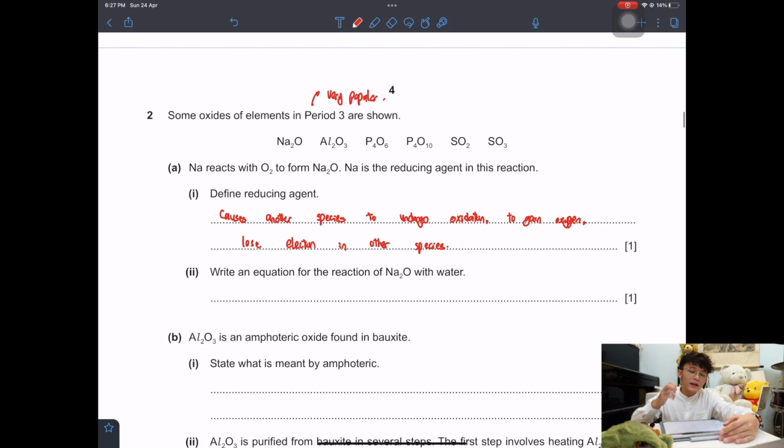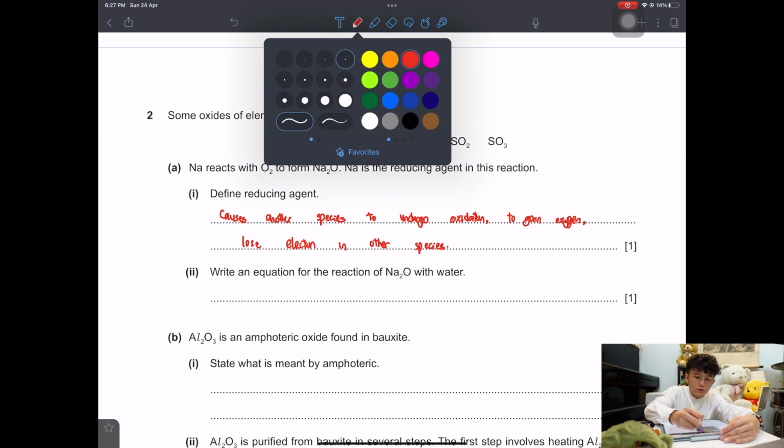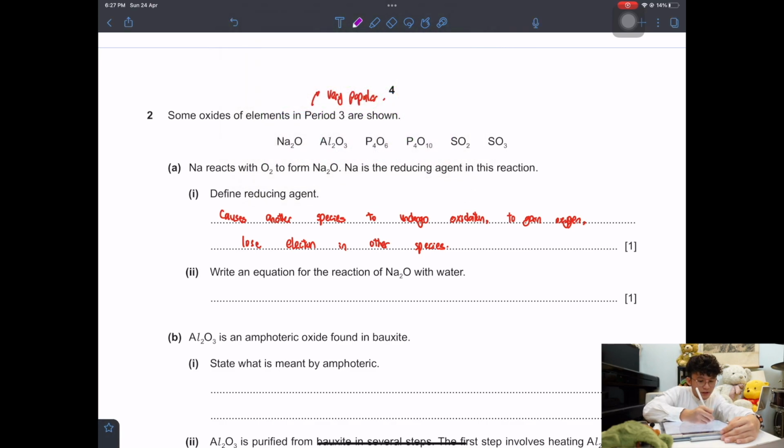Okay, next, write an equation for Na2O with water. Okay, so Na2O with water is very simple. Na2O, okay, so I'm gonna put some state here because I'm kiasu. I always tell my students that I'm super kiasu. I'm like a super kiasu Asian.